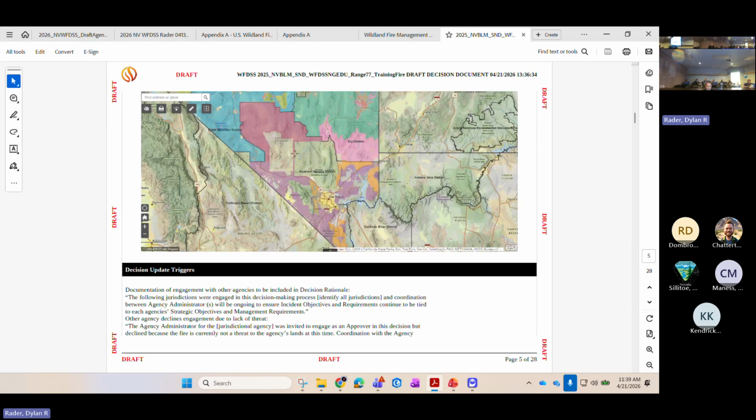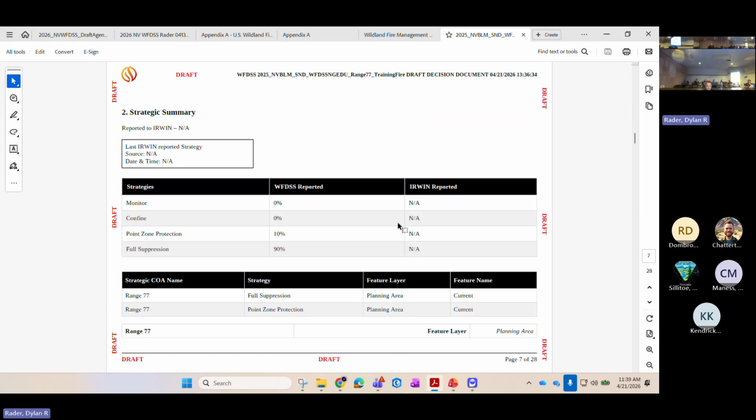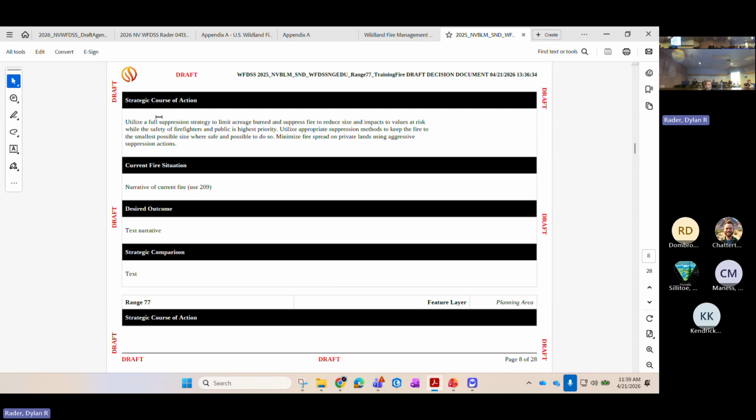You can also attach maps. So if you want a map to be seen right at the beginning of the decision, attach it in your decision rationale, like I did here. As you scroll through, you can see here the strategic summary, that we're going to do full suppression on 90% of the fire. We're going to do 10% point zone protection, which, in this case, where this fire is, is probably more than likely what you guys would be doing. Strategic course of action, we've got all that typed in here.